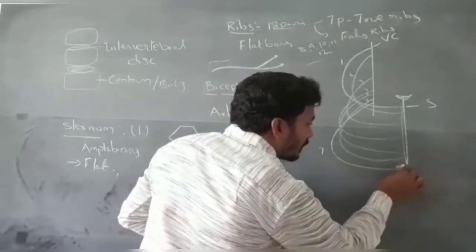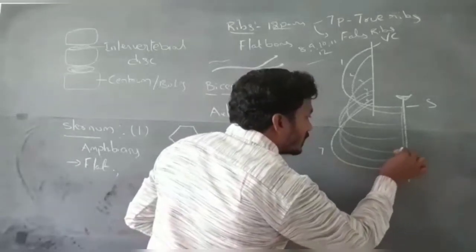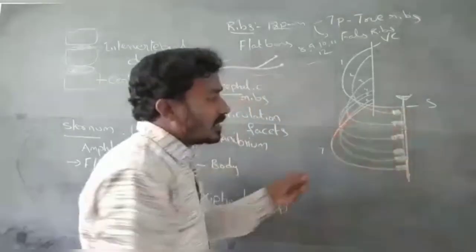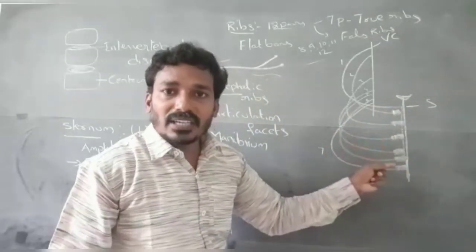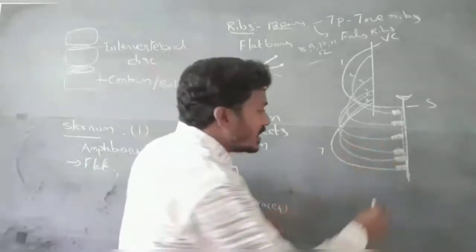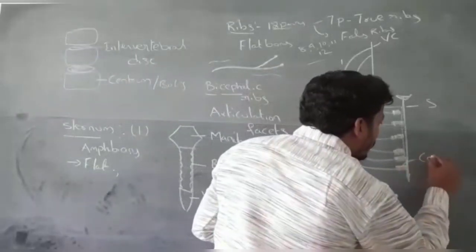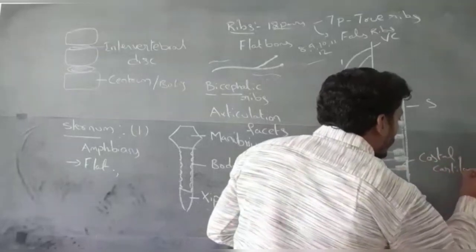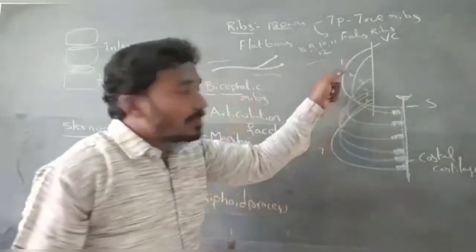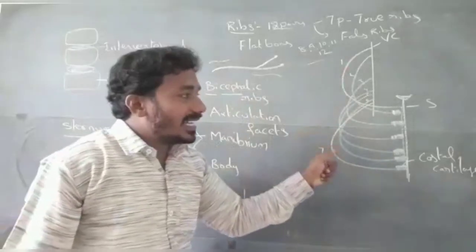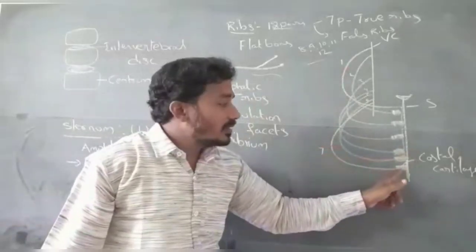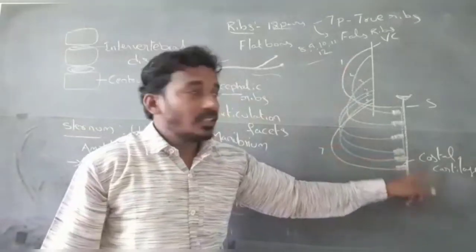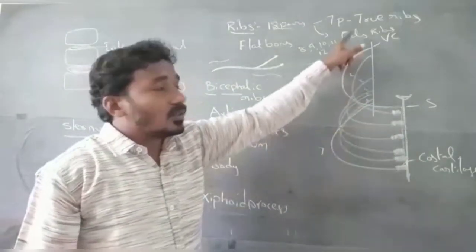Ribs are attached with the sternum by cartilage. This cartilage is called costal cartilage. The first 7 pairs of ribs are attached with the sternum by costal cartilage. These ribs are called true ribs.